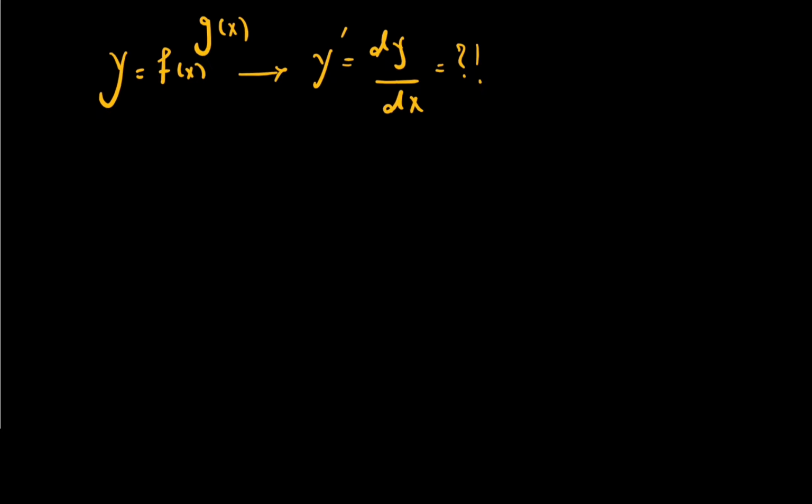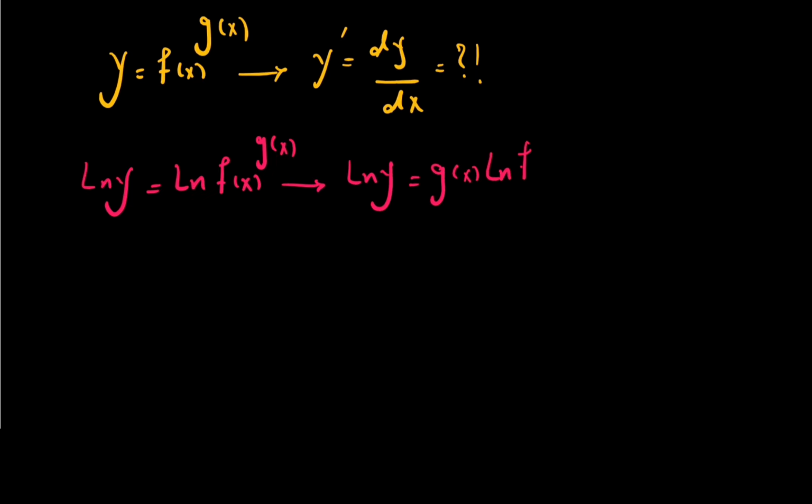I put ln behind this equation, so on the left side you can write ln y equals ln f(x) to the power of g(x), and now you can move g(x) in front of the ln, so on the left side again ln y equals g(x) times ln f(x).